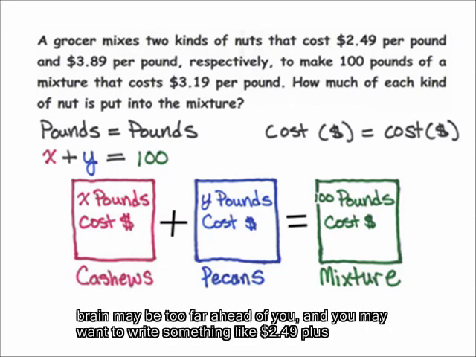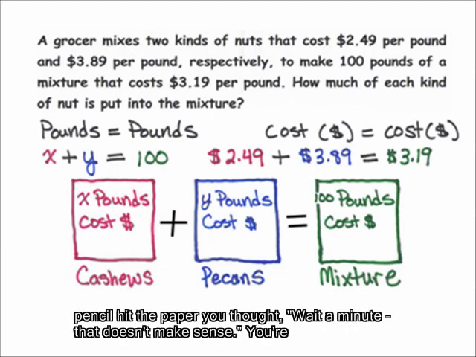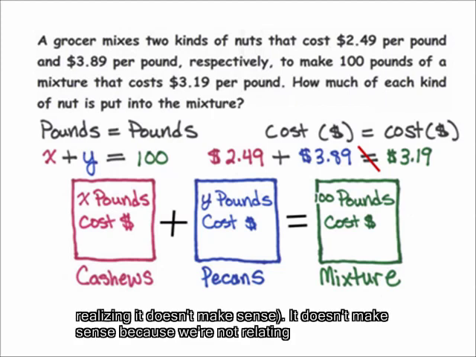Careful, your brain may be too far ahead of you and you may want to write something like $2.49 plus $3.89 equals $3.19. But hopefully, if you thought of writing this, as soon as your pencil hit the paper, you thought, wait a minute, that doesn't make sense. You're right, it doesn't make sense. And much of doing math is trying something and then realizing it doesn't make sense.